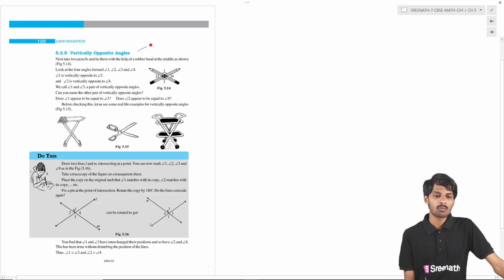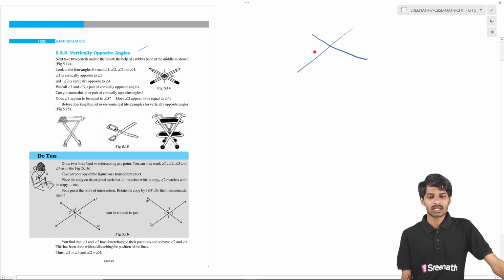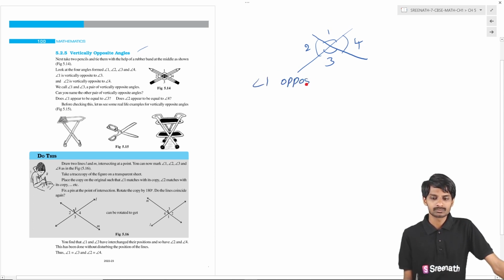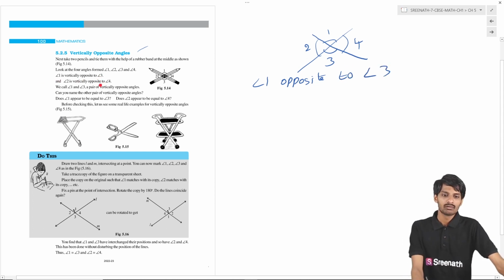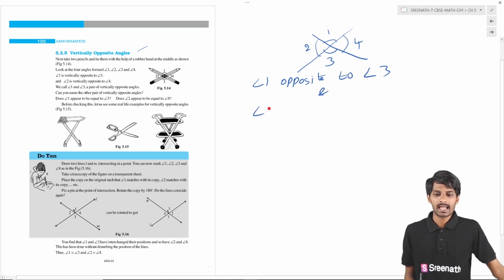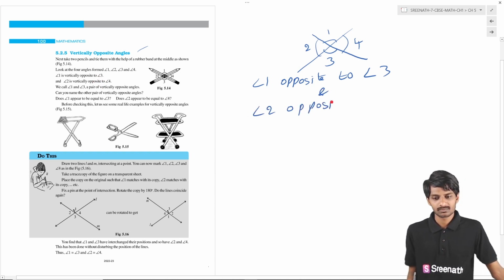After that, vertically opposite angles. So what are vertically opposite angles? Suppose you take two pencils and tie them with a rubber band like that. Between them there is an angle here, an angle here, an angle here, and an angle here too. So that is angle 1, angle 2, angle 3 and angle 4. If you clearly observe, angle 1 is vertically opposite to angle 3. And angle 2 is also vertically opposite to angle 4, students.